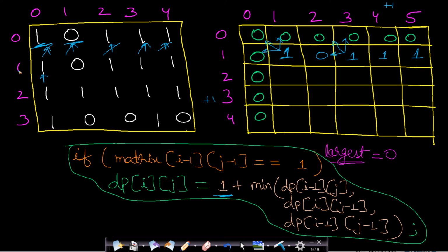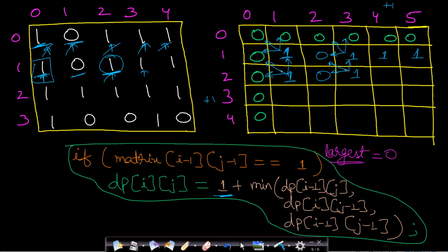Now we are at 1, 0. This is 1. So this will be checked in all the three directions. Minimum is 0. So 1 will be added. It will be 1. This indicates that you cannot extend the size of the square matrix by using this one. Now you have a 0. So 0 will be copied for 0. Now you have a 1. Now since you have 1 here, you will take the minimum in these three directions and add 1 to it. So this element cannot extend the square matrix in these three directions which I have shown.